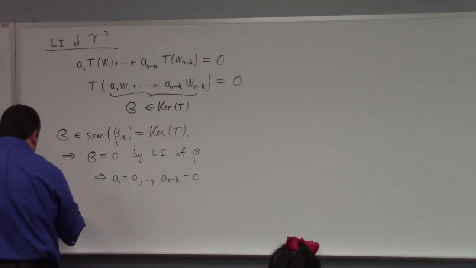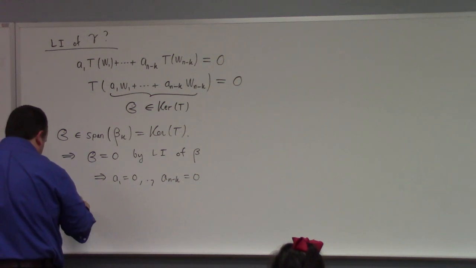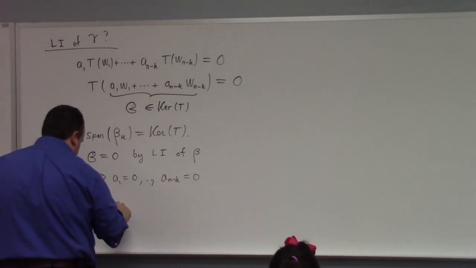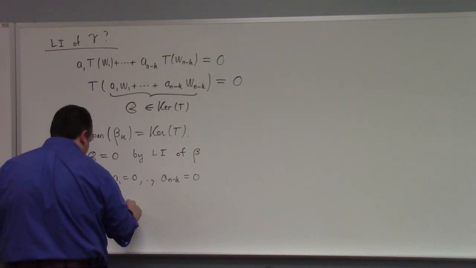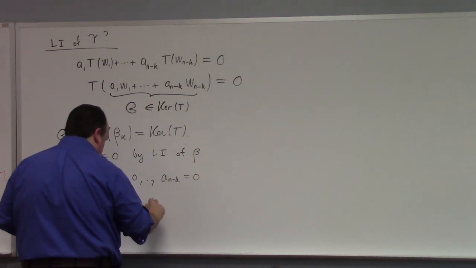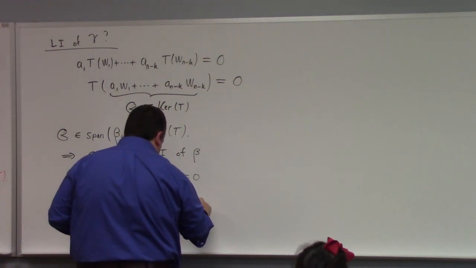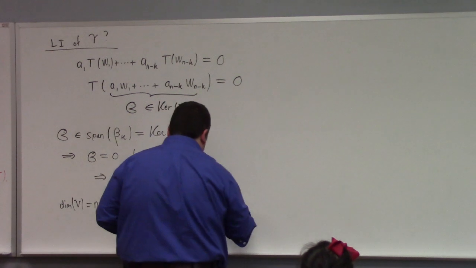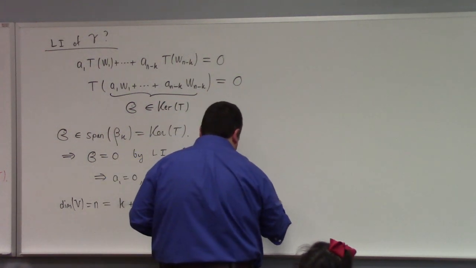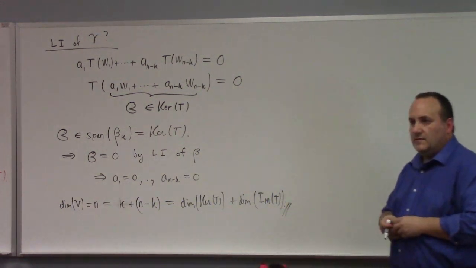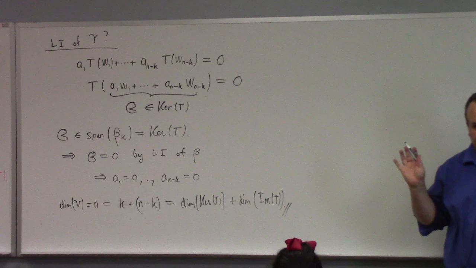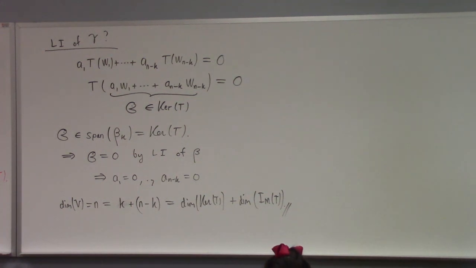So then the dimension of V is equal to n, which is of course equal to k plus n minus k, right? But that's the dimension of the kernel plus the dimension of the image. And so there you go. That is a proof of the rank-nullity theorem with not so much as a coordinate map in sight. Pure linear algebra basics extension, right? This is the linear algebraic proof of the dimension theorem.